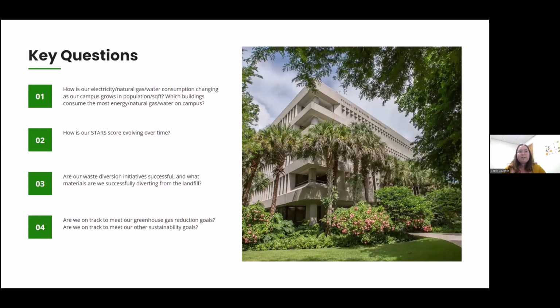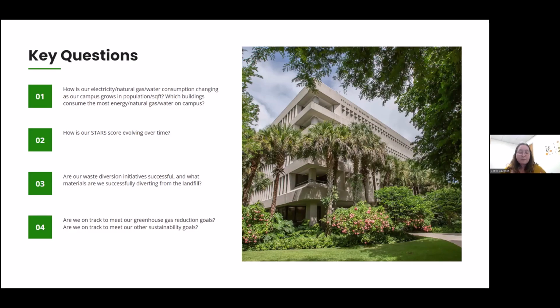So some of the key questions that were being asked when I came on board about 2 years ago were, how is our electricity, our natural gas, our water consumption changing as our campus continues to grow in population, as we're admitting more and more students, and in square footage? Which buildings on campus are consuming the most of these resources? Where do we need to direct our attention? How is our STARS score evolving over time? Where are we lacking? Where are we losing points actively?